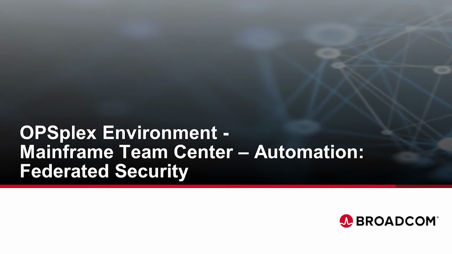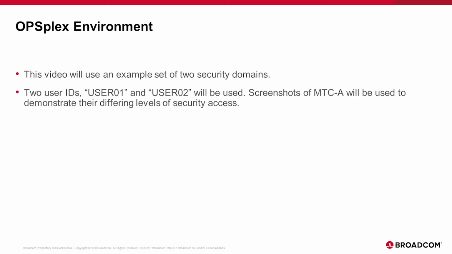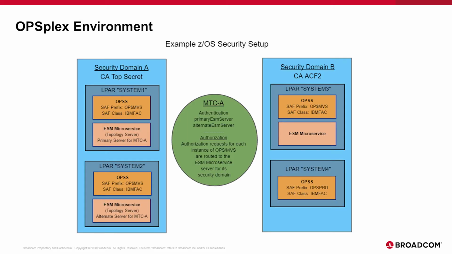This section describes the example OPSplex environment used in this video. This video will use an example set of two security domains, and two user IDs, user01 and user02, will be used. Screenshots of MTC-A will be used to demonstrate their differing levels of security access. Here is a set of two example security domains comprised of a total of 4 z/OS LPARs. Security domain A is secured with CA Top Secret, and security domain B is secured with CA ACF2.